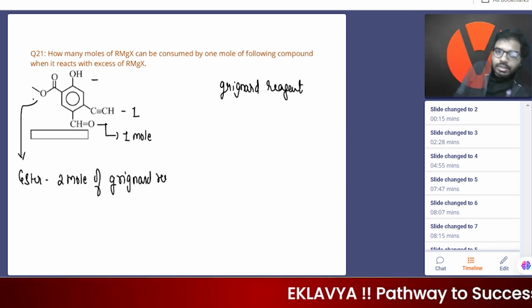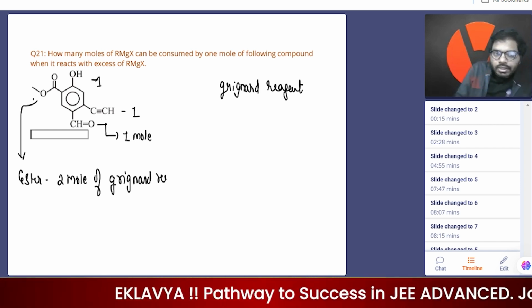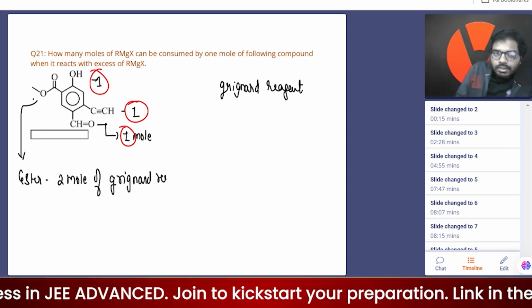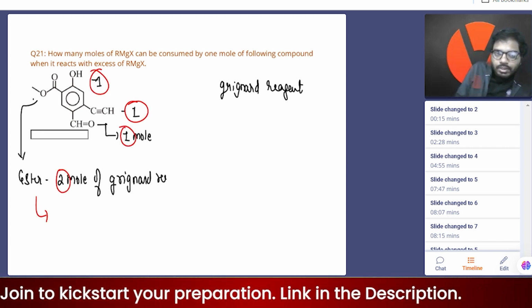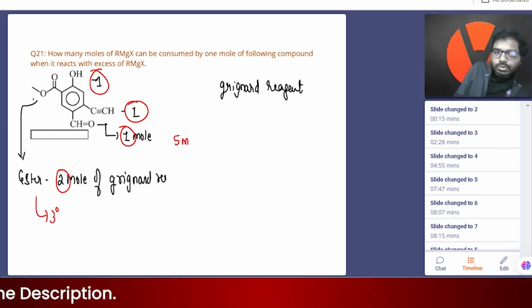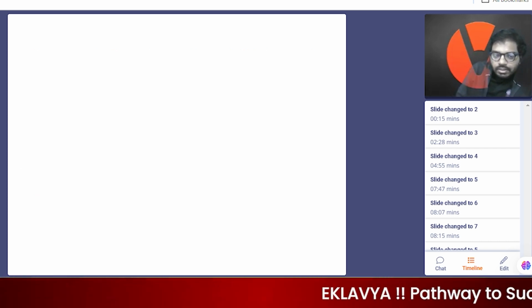Okay, and here 1 mole, again here 1, and again here 1 mole. So we will add all the values: 1, 2, 3, and 2 moles are required for the ester, so it will give the 3-degree alcohol. So a total of 5 moles is required. So the correct answer for the 21st is 5 moles.